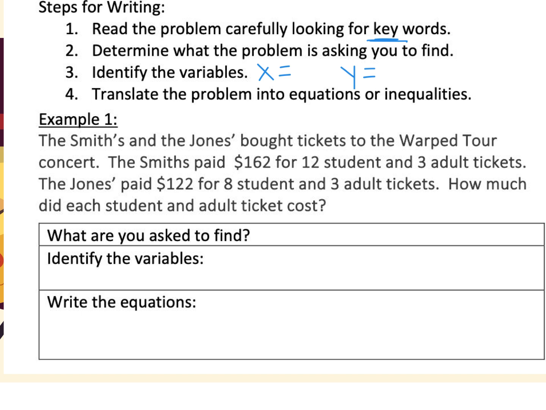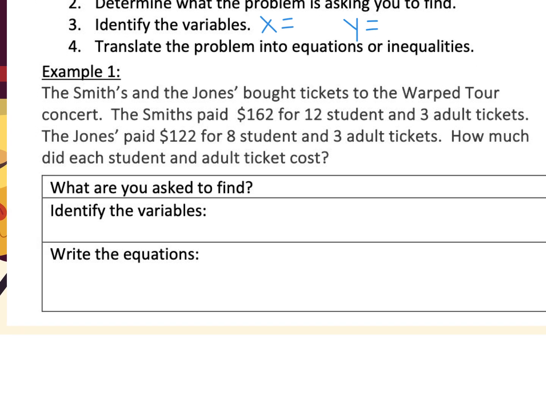So this says the Smiths and the Jones bought tickets to the Warped Tour. The Smiths paid $162 for 12 student and 3 adult tickets. And when we get a total, we have to add. The Jones paid $122 for 8 student and 3 adult tickets. How much did each student and adult ticket cost? So what are we asking for? We're asking for the cost of each type of ticket.